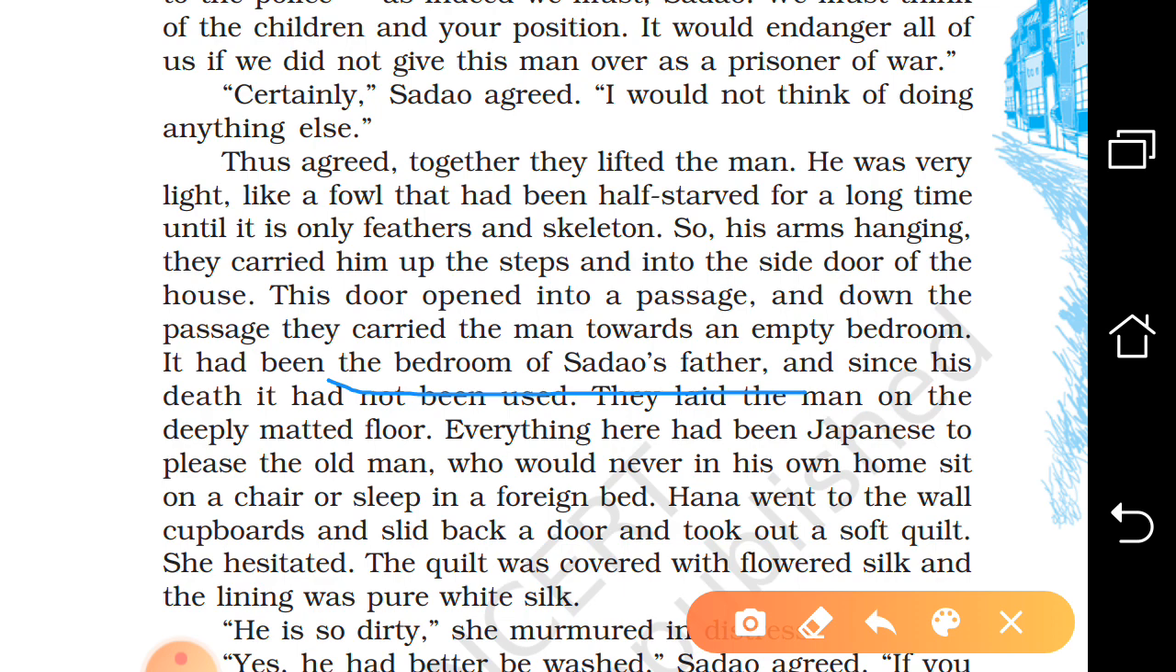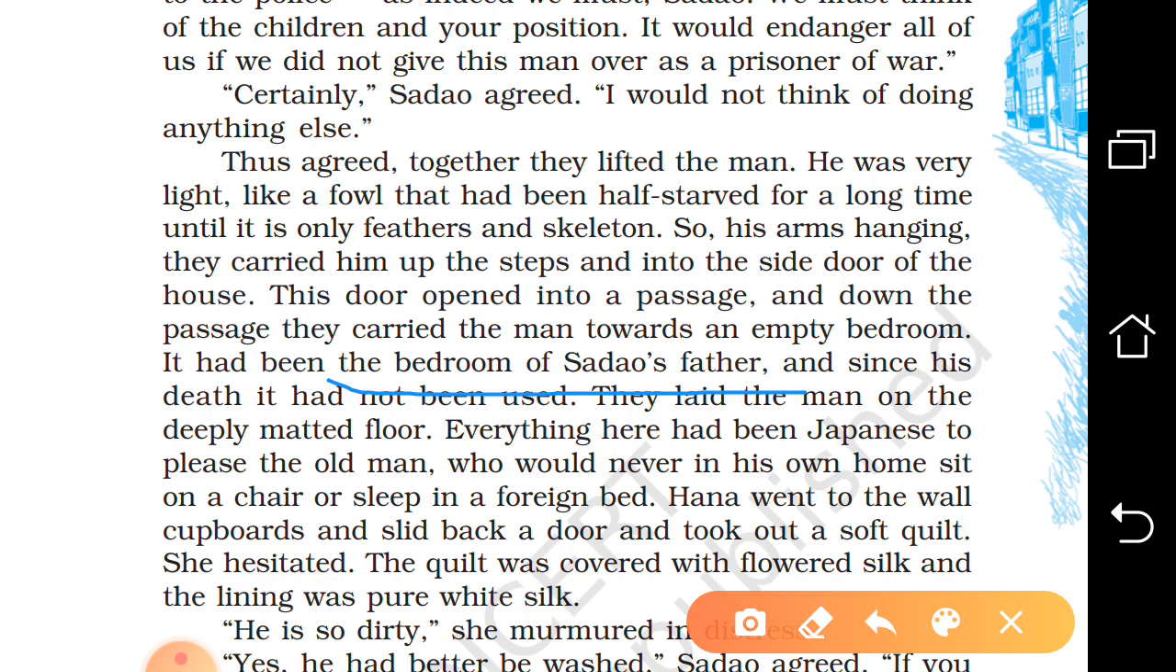They laid the man on the deeply matted floor. Everything here had been Japanese, to please the old man, who would never in his own home sit on a chair or sleep in a foreign bed. Hannah went to the wall cupboard and slid back a door and took out a soft quilt. She hesitated. The quilt was covered with flowered silk, and the lining was pure white silk. Finally, the couple brought the prisoner of war to their home and kept him in his father's bedroom, and that bedroom was not in use after his father's death.